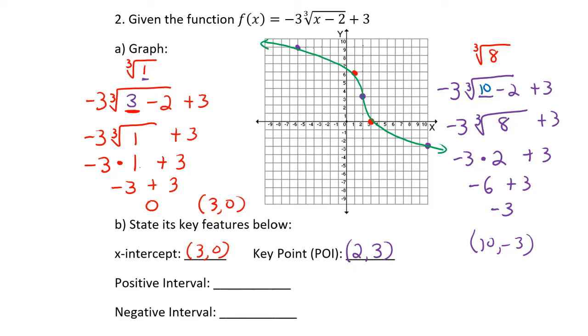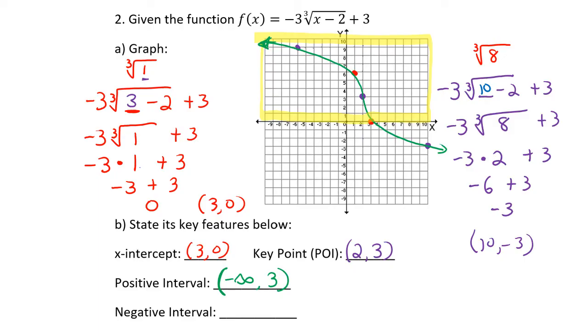Now this is asking us two other key features, which is the positive interval and the negative interval. So as a reminder, the positive interval is the section of the graph that is above the x-axis. So in this case, our graph right up here is above the x-axis. And since this graph is heading towards the left forever, that means the lowest x value would be negative infinity. And it hits the x-axis at positive 3.